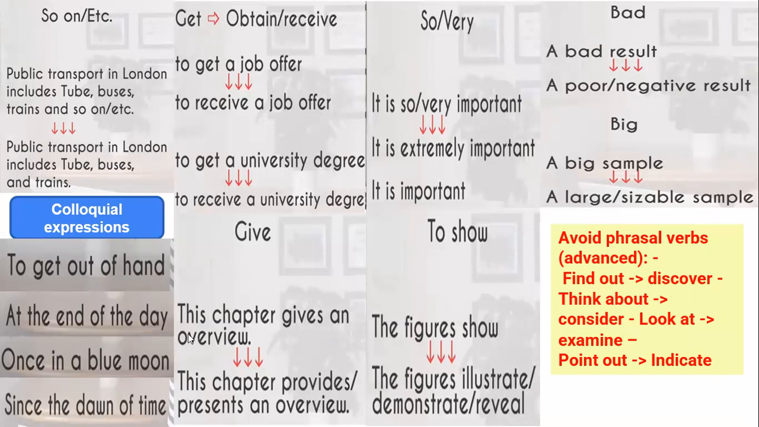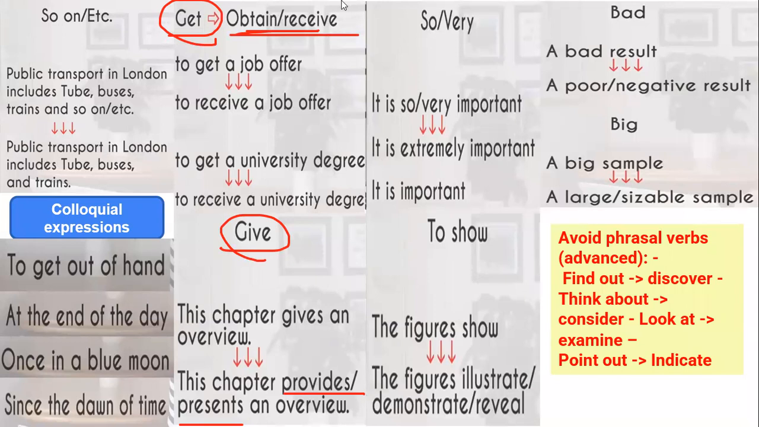Instead of "give", you can go like "the chapter gives an overview", "the chapter provides or presents". See what it says here? So here you can see, instead of "get", "opt-in" or "receive". Instead of "give", you will use "provides" or "presents". It's like you are presenting in a new way, not the everyday or usual way of writing.